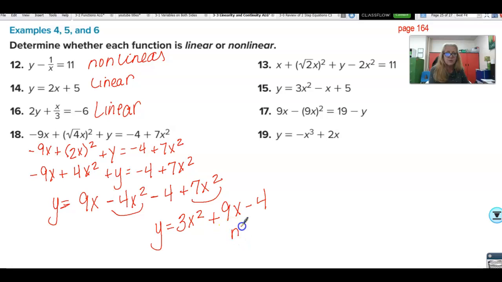This is not linear, boys and girls. This 3x squared is not going anywhere. And because that x is raised to a power other than positive 1, this is not linear, it's nonlinear. I'm just going to write this, and then I'm going to erase it. So I'm kind of wasting my time, but that one's nonlinear.